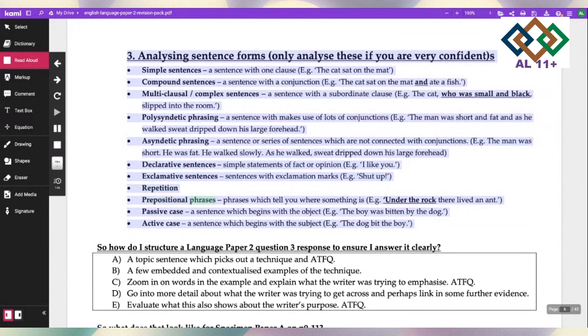Repetition. Prepositional phrases: phrases which tell you where something is, e.g., under the rock there lived an ant. Passive voice: a sentence which begins with the object, e.g., the boy was bitten by the dog. Active voice: a sentence which begins with the subject, e.g., the dog bit the boy.